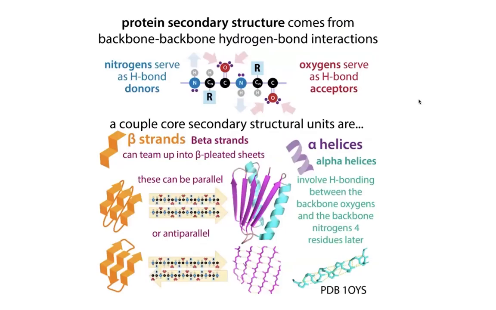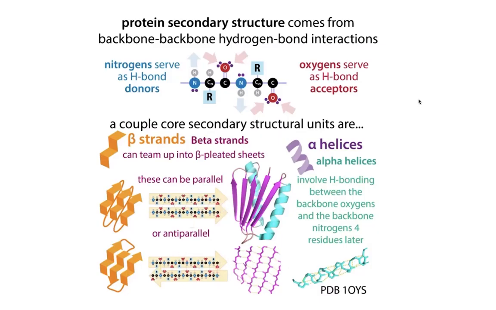So now let's dive deeper into that secondary structure. The two main structural units we're going to talk about are beta strands, which can team up into beta pleated sheets. And we'll talk about how these sheets, basically where you have multiple strands interacting with one another, can be in a parallel manner, where the strands are going in the same direction, or in an anti-parallel manner, where they're going in opposite directions.